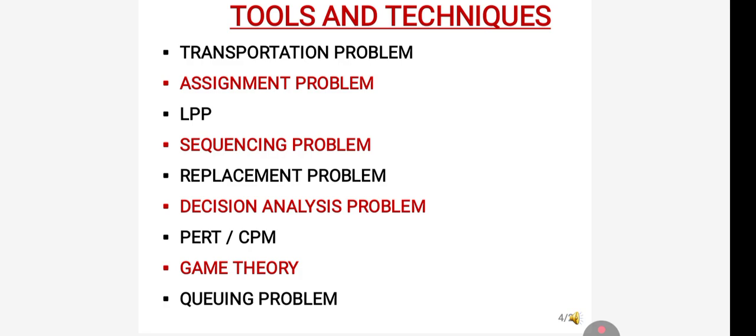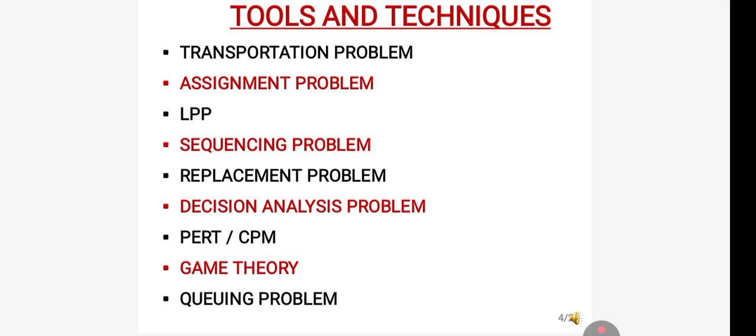Otherwise, what will happen? If there is a time overrun, then that will reflect in the cost. So there will be a cost overrun. So in order to curtail those unexpected things, ensure the success, and ensure the completion of the task within the stipulated time period, we make use of PERT and CPM.